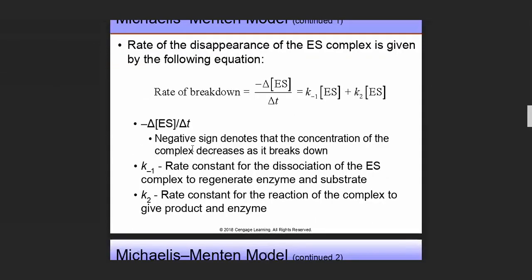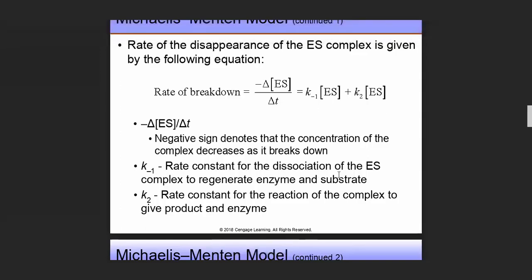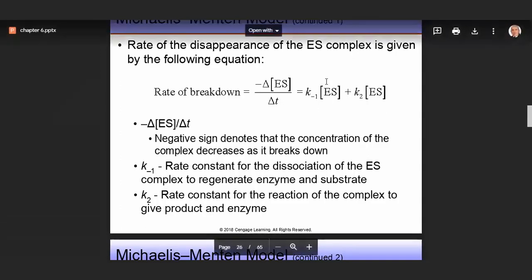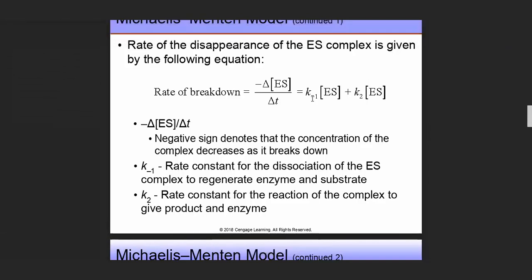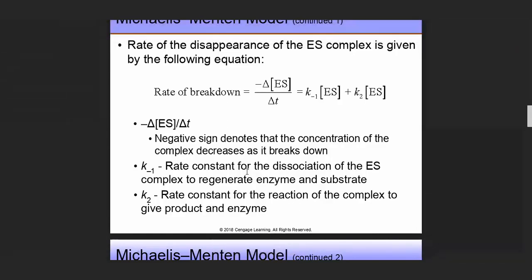As you can see here, the negative sign denotes that the concentration of the complex decreases as it breaks down. Now, K inverse 1 is the rate constant for the dissociation of the enzyme substrate complex to regenerate the enzyme and the substrate, to the left, and K2 is the rate constant for the reaction of the complex to give product and enzyme.